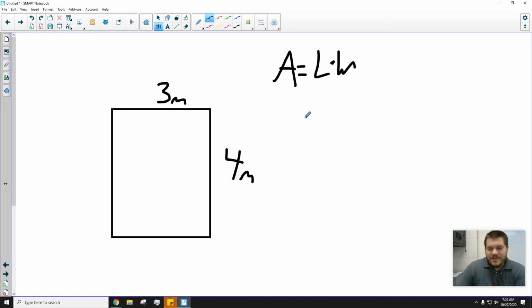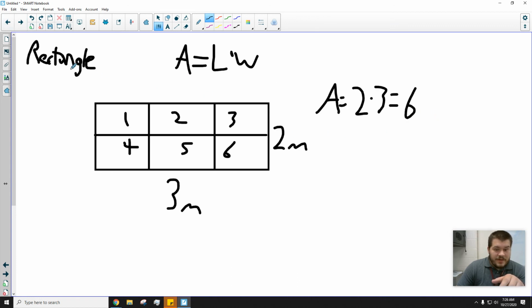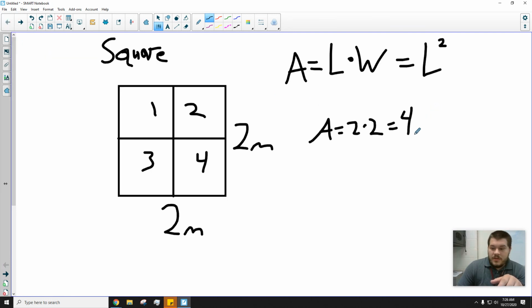It's a W. And so the area is going to be equal to 3 times 4. So 3 times 4 is 12. So there we go. Now, there is one thing I haven't been doing for the other examples, and that's, since these are meters, that's meters squared. So if I were to go back here, this is also meters squared, and this is meters squared.